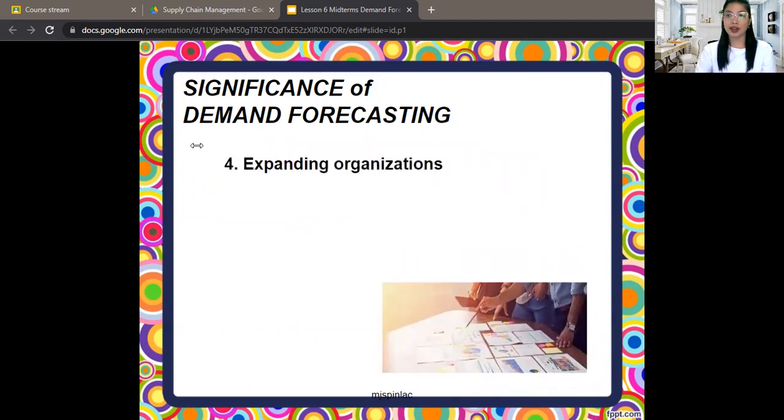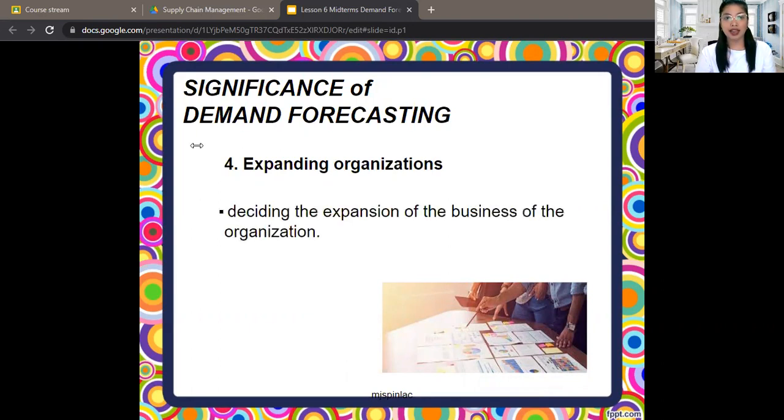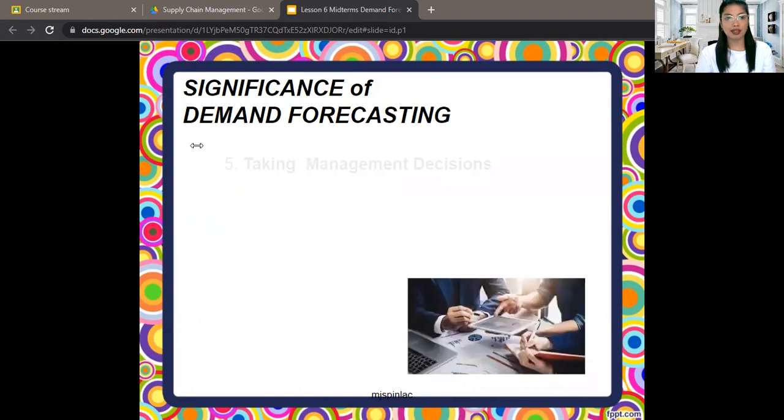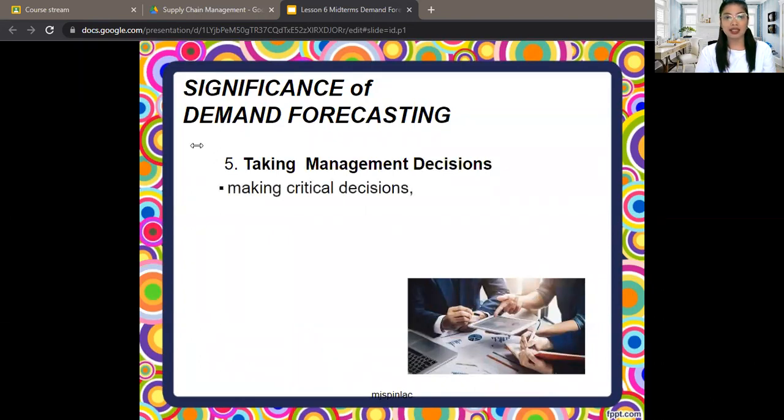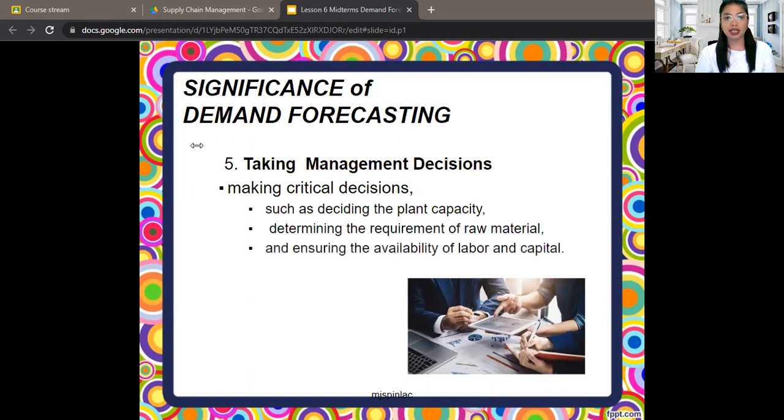Next is expanding organizations. This implies that demand forecasting helps in deciding about the expansion of the business organization. Next is taking management decisions. This helps in making critical decisions such as deciding the capacity of the business, determining the requirement of raw material, and ensuring the availability of labor and capital.